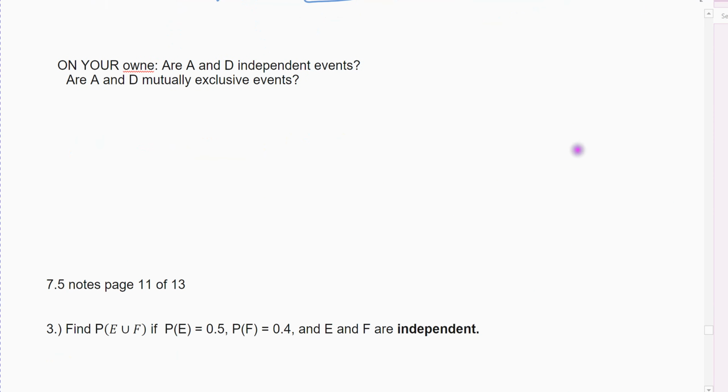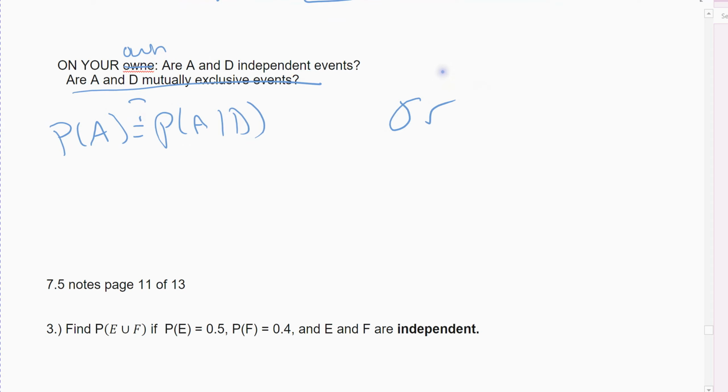So on your own, test A and D. Your test is going to be, you can test however you want. You can take the probability of A, is it the same as the probability of A given D? Or if you prefer the other way around, you only have to do one of them, but if you want to be extra cautious, you could do both. Is the probability of D the same as the probability of D given A? Are those equal or not? Check to see if they are.